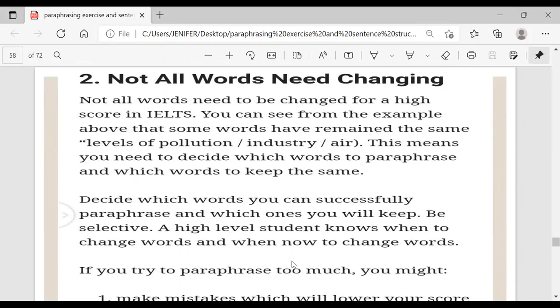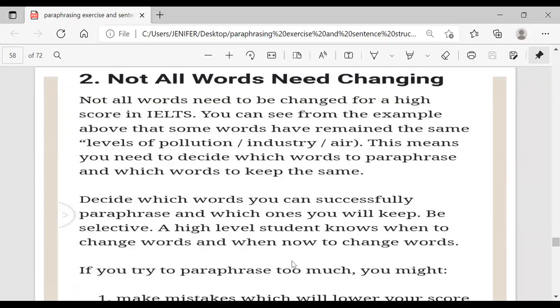Not all words need to be changed for a high score in IELTS. You can see from the example above that some words have remained the same: level of pollution, industry, air. This means you need to decide which words to paraphrase and which words to keep the same.